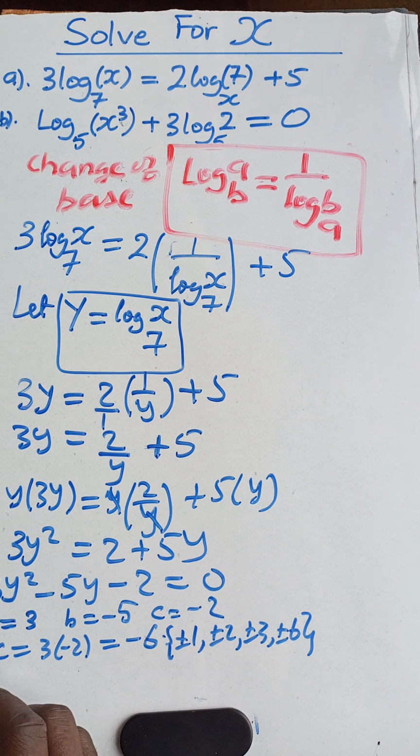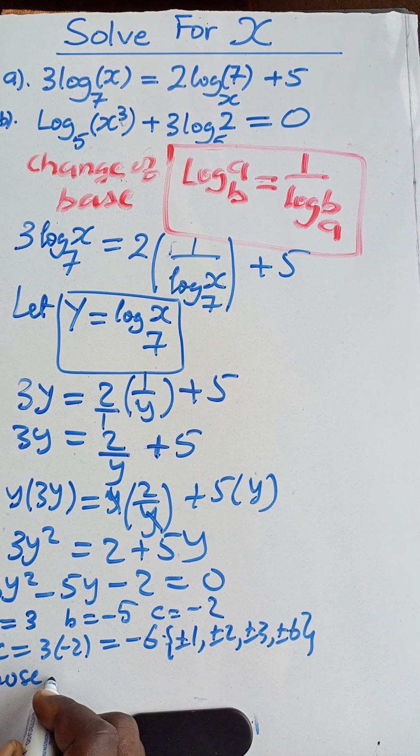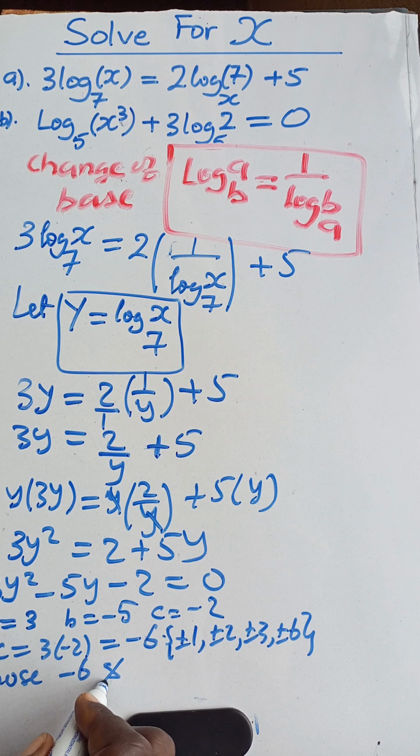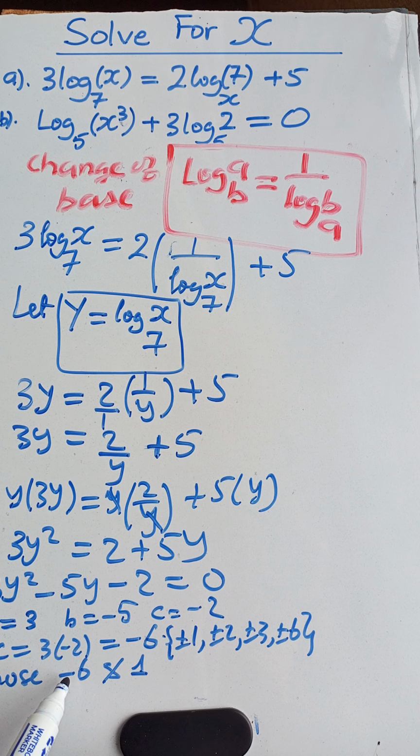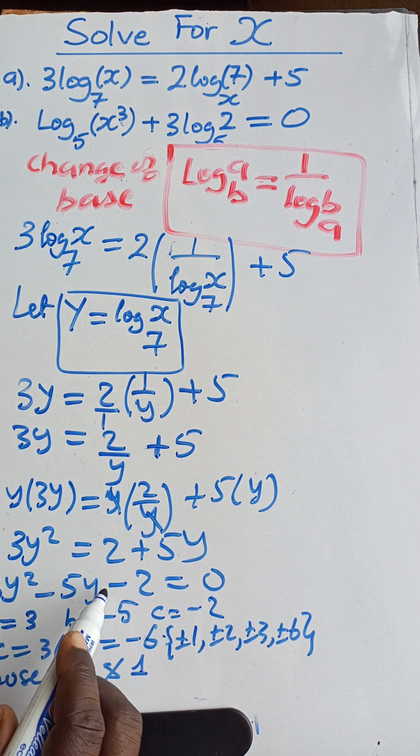That choice can only be negative 6 and 1. Negative 6 multiplied to 1 is negative 6. Negative 6 added to 1 is negative 5. That's the only correct choice. Now we're going to rewrite this equation.